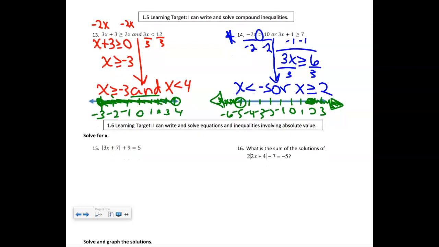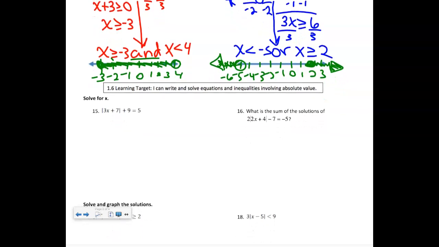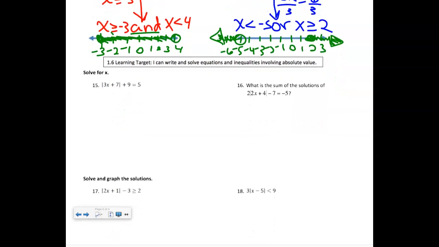All right. Our next section, this is when we got into absolute values. Reminder, all absolute values have two answers, a positive and negative. And reminder, as I'm looking at both of these, your first step is always to get your absolute value on its own. So this one, I see I have to get rid of that 9.